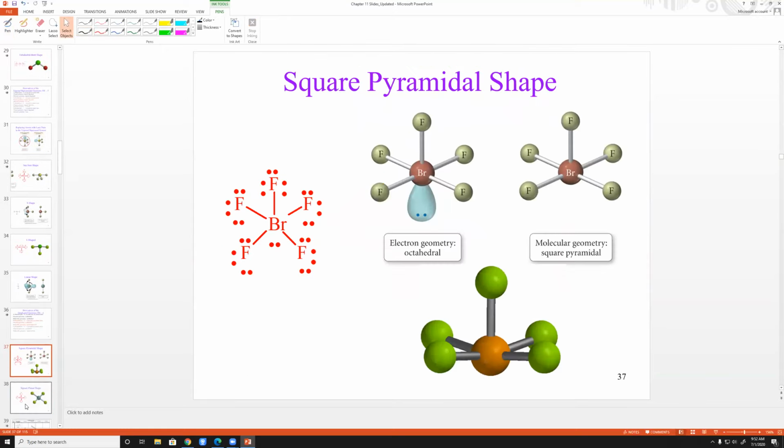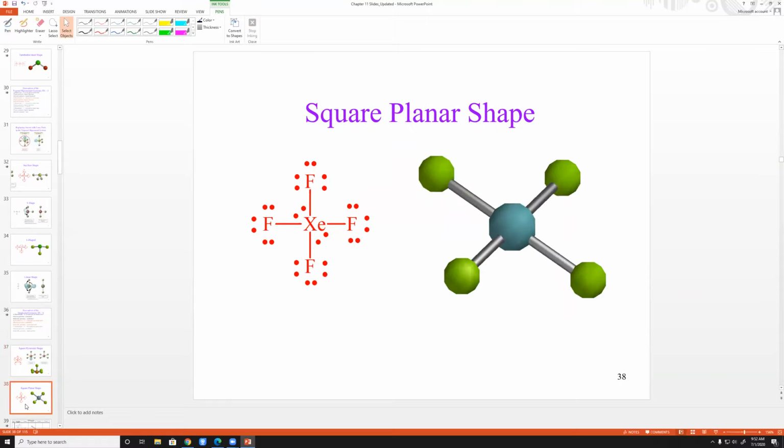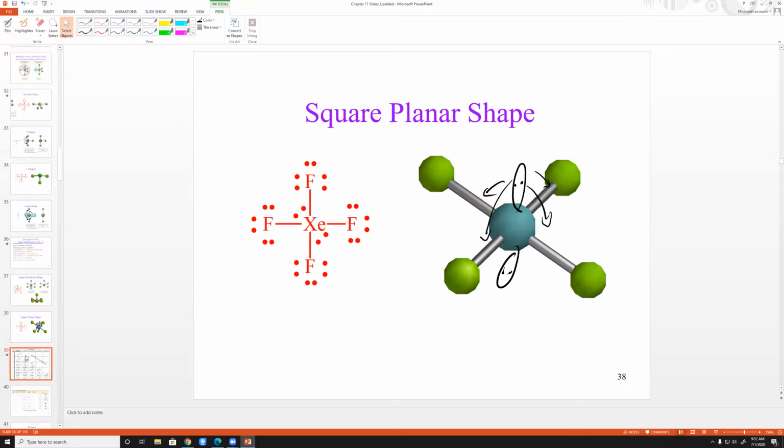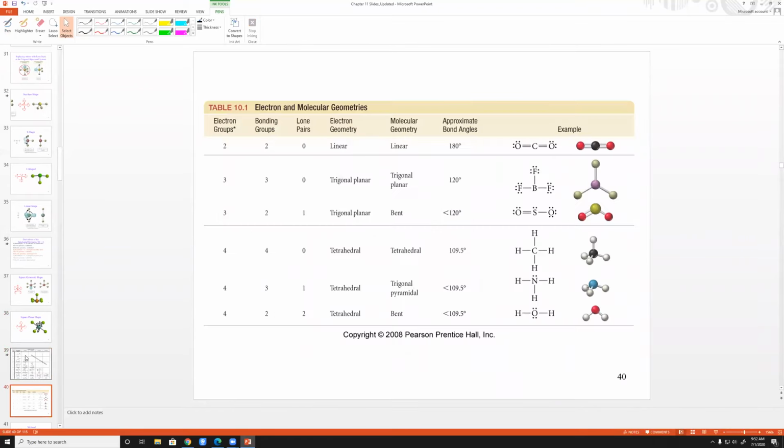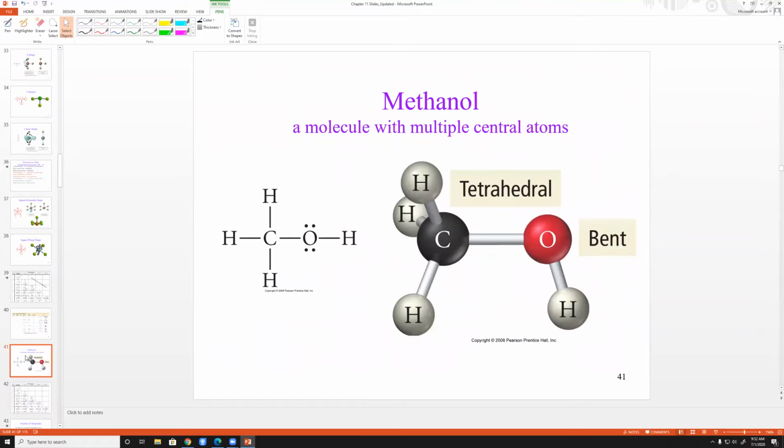Now here we're going over the octahedrals, square planar. You can see how that works. We're going to have an electron pair on the top and an electron pair on the bottom, like that, and then push the bonds like that. Okay, so here's the same chart again. Here's another chart, just summarizing everything.